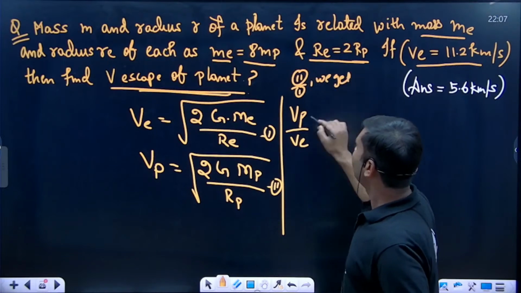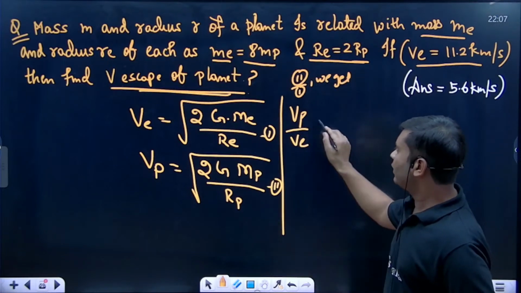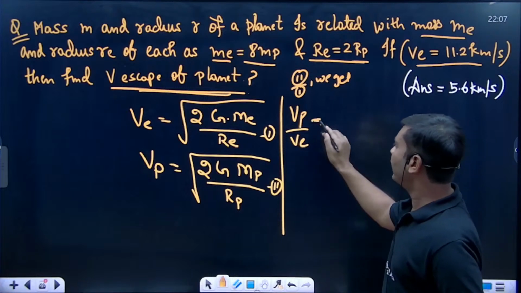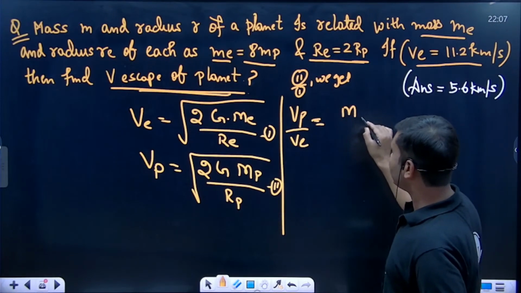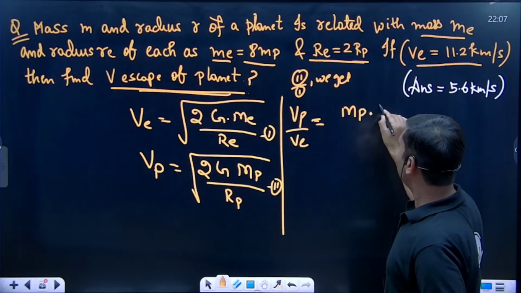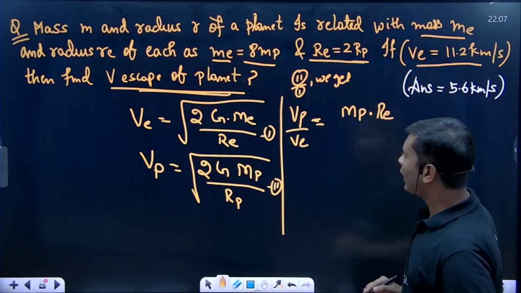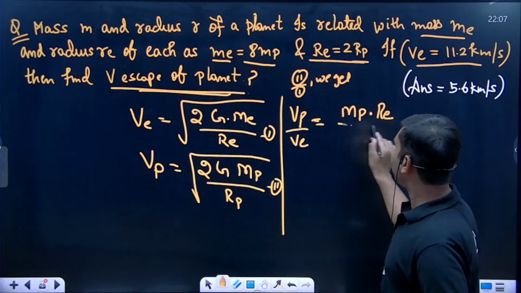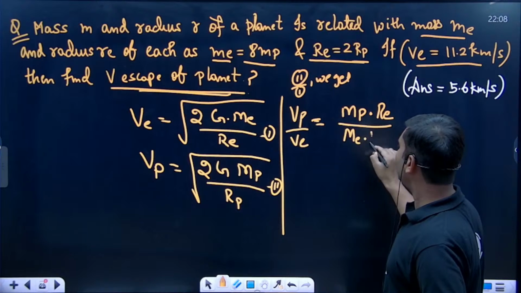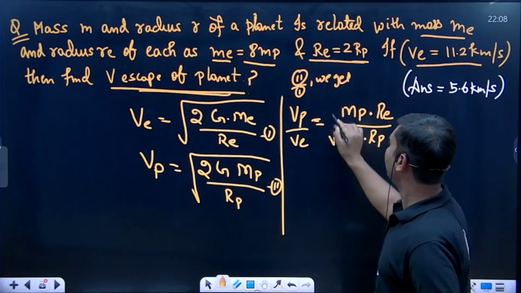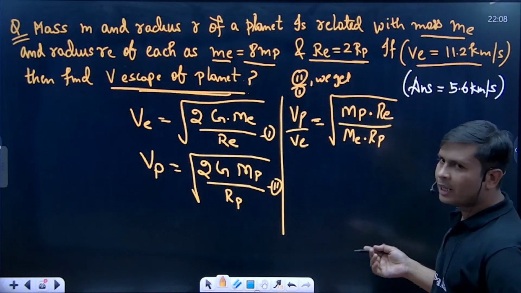We are getting Vp upon Ve, and if we divide, this will be equal to Mp, that is the mass of planet, into radius of Earth, Re, divided by mass of Earth into radius of planet, under root. Okay, and here we have to put the value.